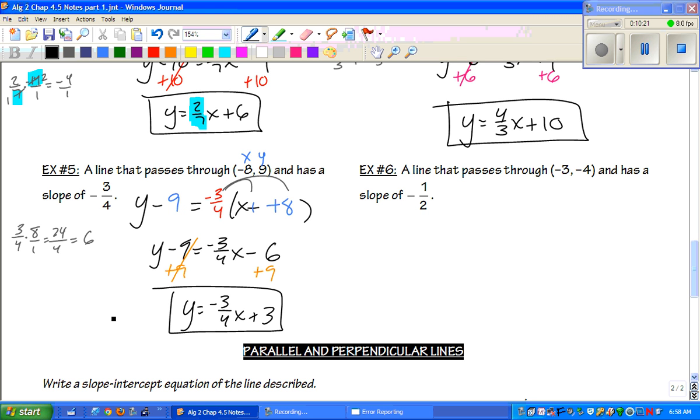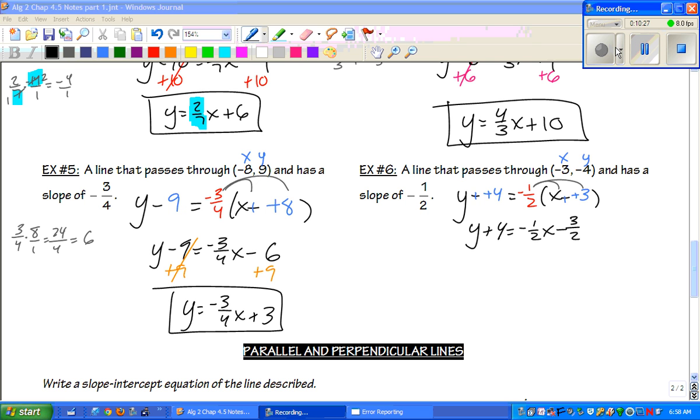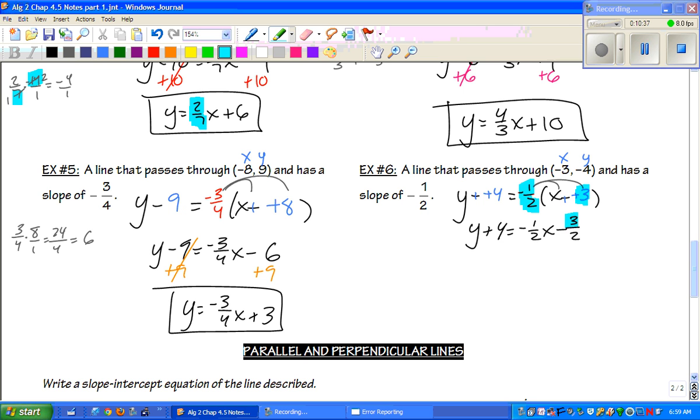All right, number 6. You are all on your own. Pause the video. Good luck. Okay, so I lied a little bit. You're not going to do this one all by yourself. Now, when you distributed the negative 1/2, you should have gotten negative 3 over 2. Okay, did you get that far? So the next point, we have to subtract the 4 to both sides.